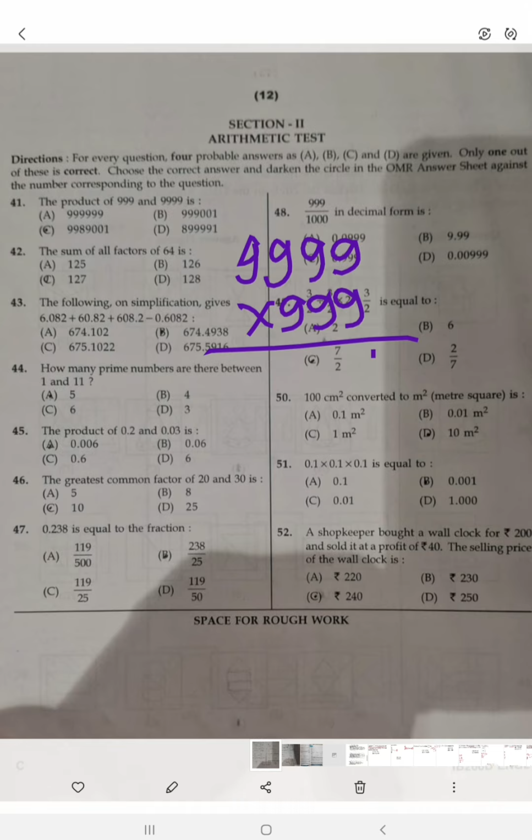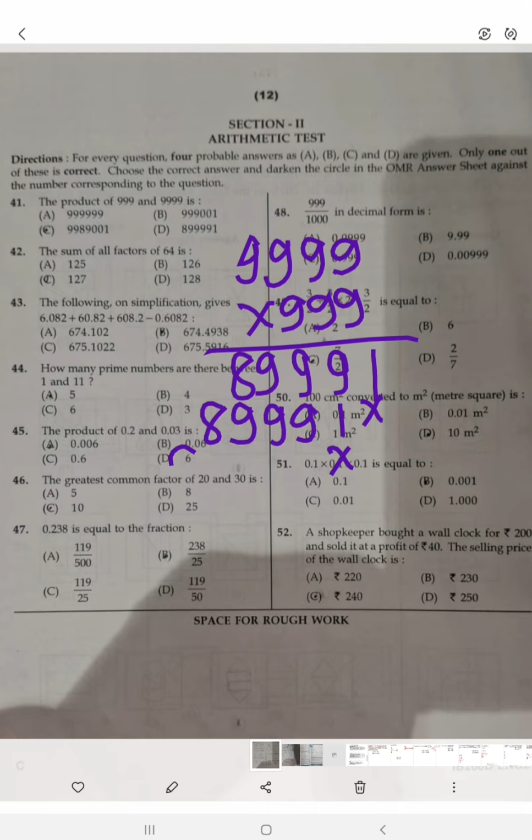So here the first digits will be 981. So among options B, C, D, one of them will be the right answer, but we don't know what the starting number will be. That's why we have to multiply completely. 9 9s are 81, 9 9s are 81 plus 8, 89. Again 9 9s are 81 plus 8, 89, and 9 9s are 81 plus 89. As we are multiplying with the same number, we just have to write down the above numbers. Like this, and again 8, 999, and 1.